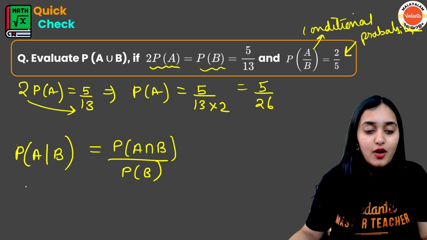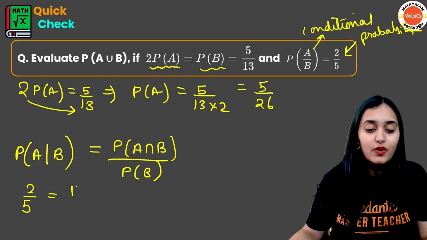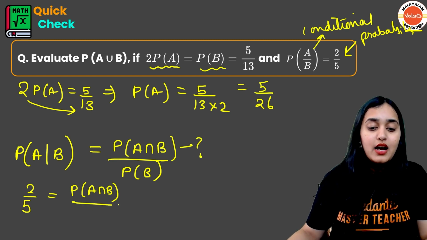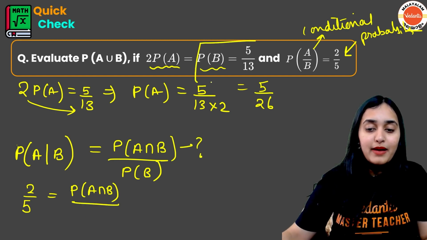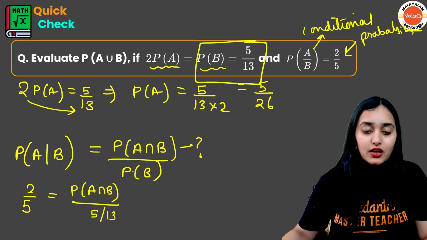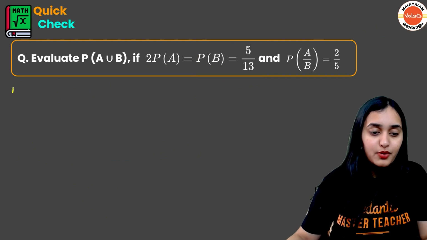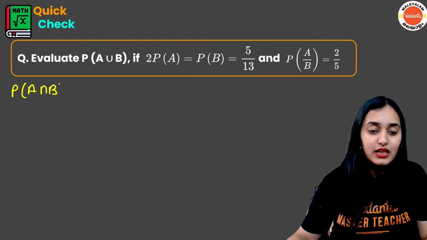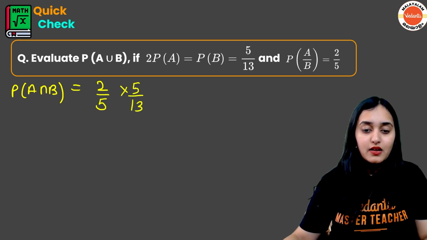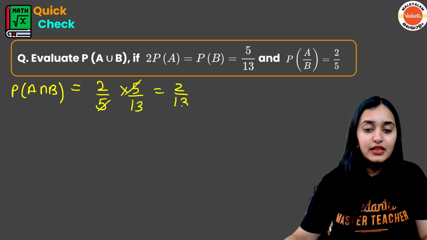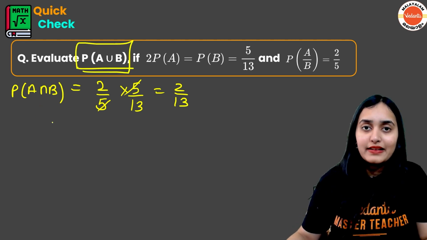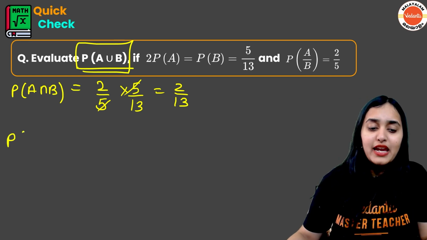Let's put everything in the formula. So 2 by 5 is equal to probability of A intersection B, because we don't know what this is, upon probability of B. What is probability of B? 5 by 13. Solve it. So you will get probability of A intersection B is equal to 2 by 5 into 5 by 13. 5 cancel, you get 2 by 13. Now, but they are asking you A union B. They are not asking A intersection B. But that's fine.